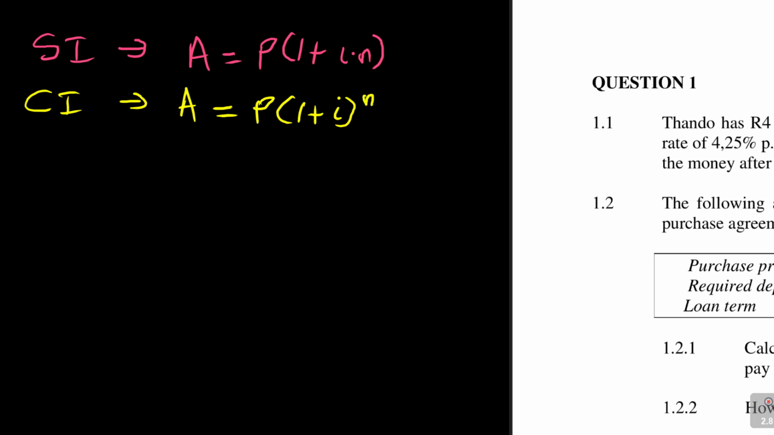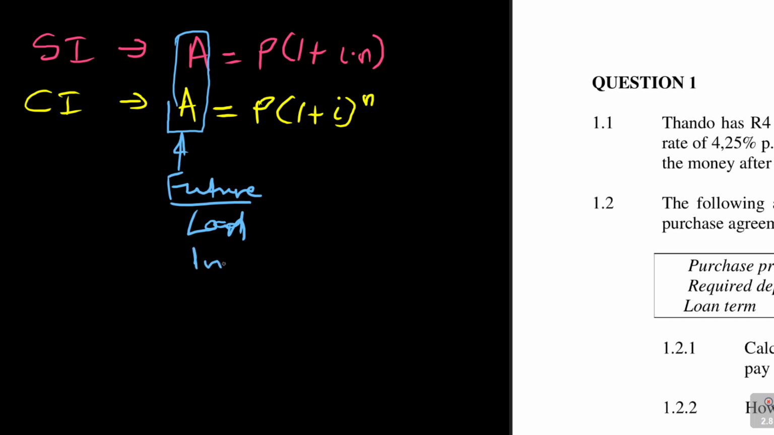And don't forget, what is your A here in this case? It's your future value, the future of the investment. It can be an investment, it can be a loan that you're taking. It can be the loan, it can be the investment. Anything that is needed in the future, it's called the A.